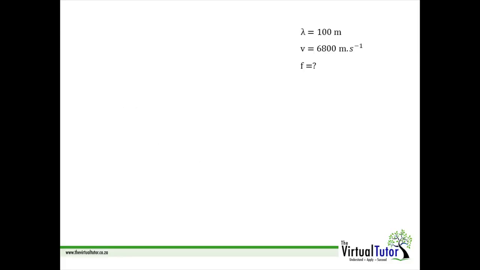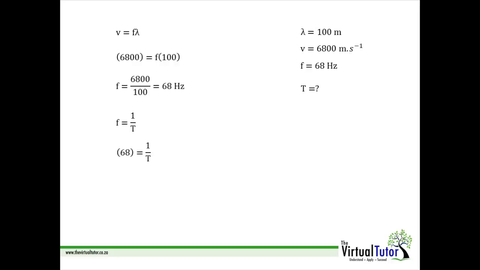Start by writing down the given information on the right-hand side. This formula contains all the variables we have written down, and therefore we will use it to calculate frequency. Substitute the values and solve. Now that we know the frequency, we can calculate the period using this equation. Substitute the values and solve.